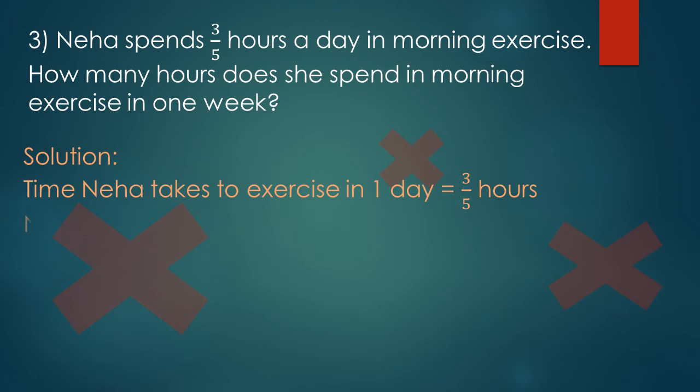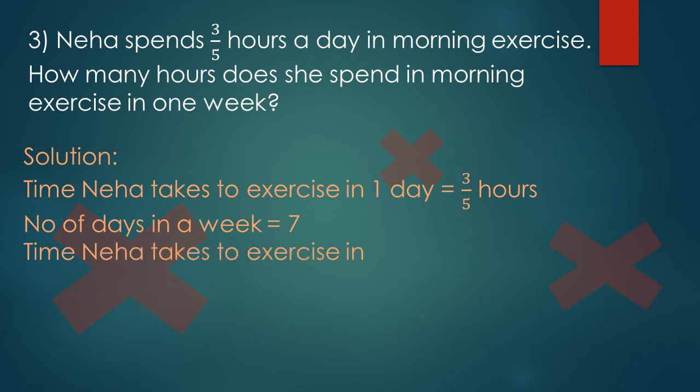And the second statement is: number of days in a week is equal to 7. And the third statement is: time Neha takes to exercise in 7 days is equal to 3/5 multiplied by 7/1. Here I see the numerator and denominator are not divisible by the same number. So do the multiplication, numerator by numerator and denominator by denominator.